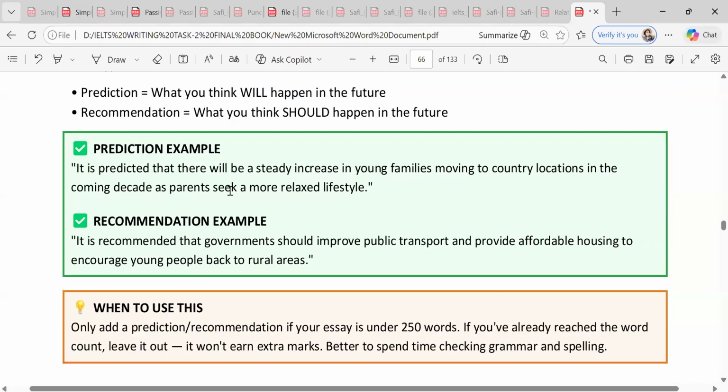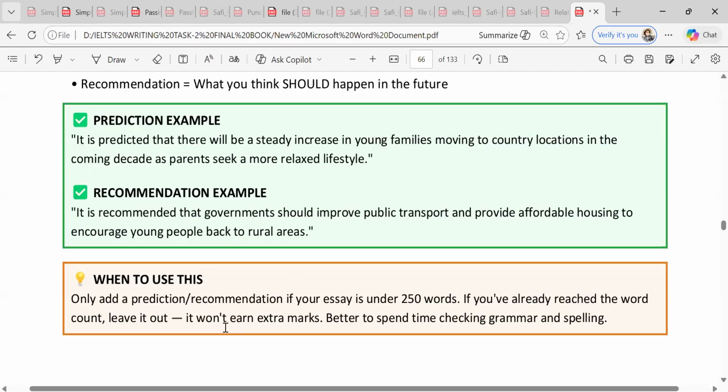It is predicted that there will be a steady increase in young families moving to country locations in the coming decade as parents seek a more relaxed lifestyle. So it's your prediction. Recommendation: it is recommended that government should improve public health, public transport, and provide affordable housing to encourage young people back to rural areas.